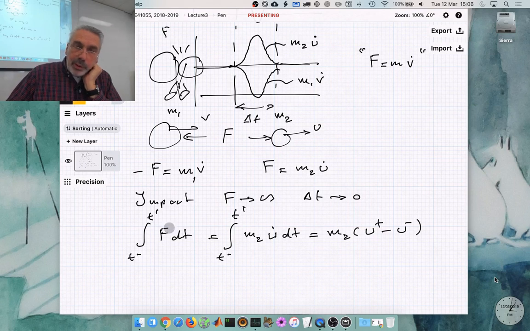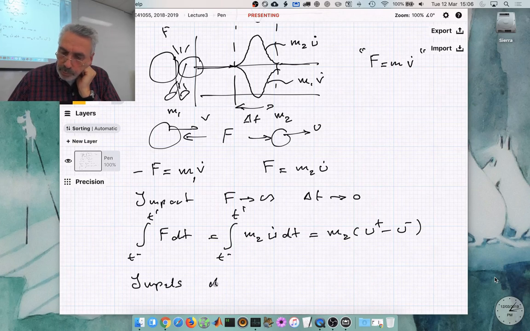Now, we like to give this integral of F dt a name. We call that impulse. So, by definition, impulse is the integral of force over time.